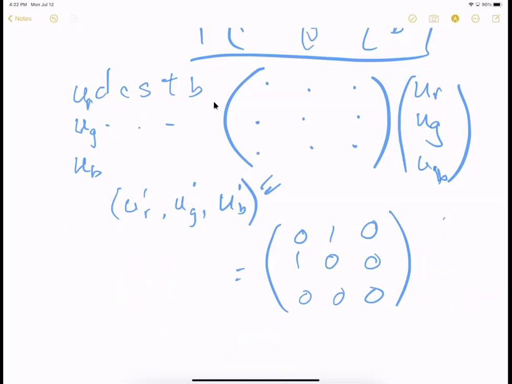So if we start out with a red quark field, we're going to end up with a blue quark field. So the strong interaction only changes color. It does not change the type of quark.